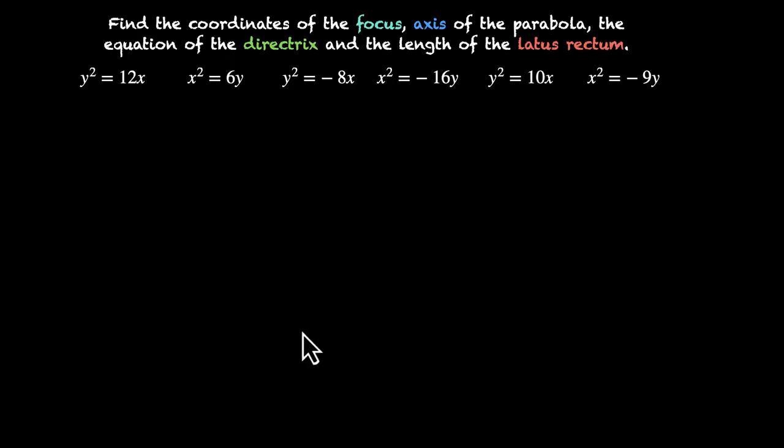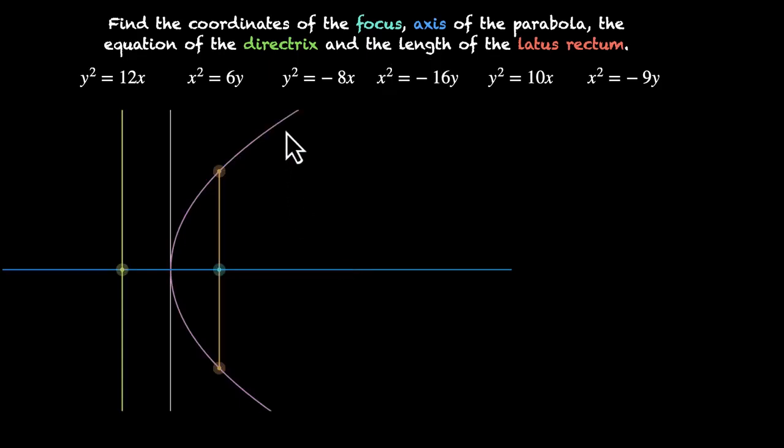Okay, alright, let's solve this together. But before we do that, let's refresh some concepts. For this parabola, this blue line is the axis. It's always symmetric about this axis. This green line is the directrix, this point is the vertex, this point is the focus, and this is the latus rectum.